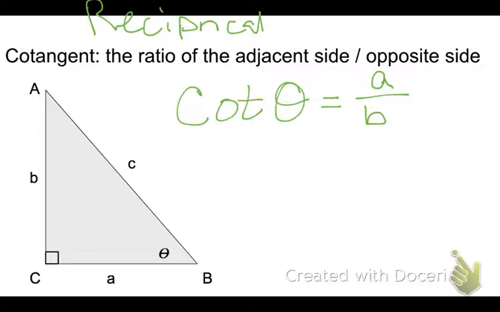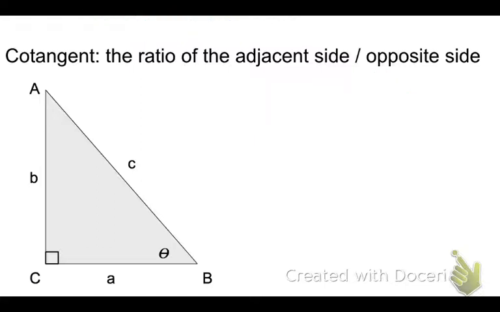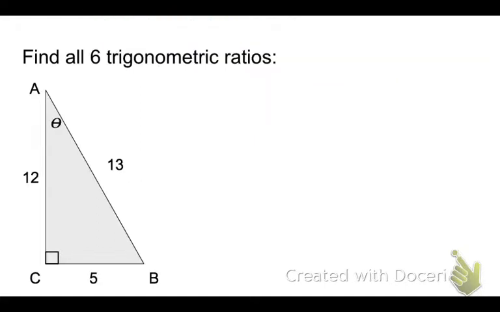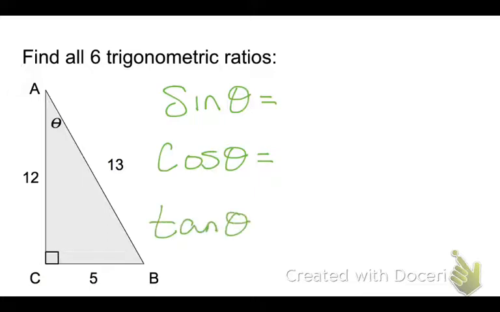All 6 of these words are vocabulary words, and I would strongly recommend you do vocab cards for all 6 trigonometric functions. Now we're going to put all 6 of them together with a practice problem that you see here. Find all 6 trigonometric ratios. So of course we're going to start with our 3 basic: sine theta, cosine theta, and tangent theta.